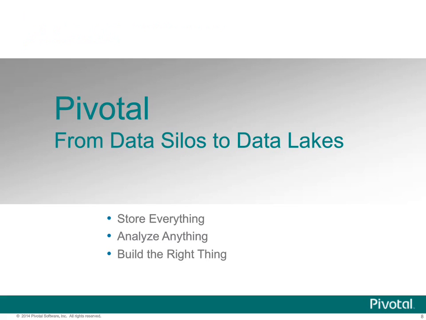And at Pivotal, we have three core tenets that we are working with. The first one is store everything. The second is analyze anything. And the third is to build the right thing. So from a store everything standpoint, the goal is to create a rich data repository to meet evolving business needs, because that's really what's driving this, is the business wants access to all of this large data.